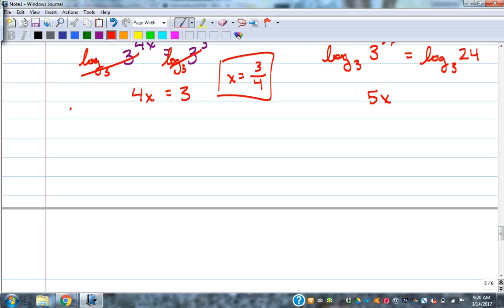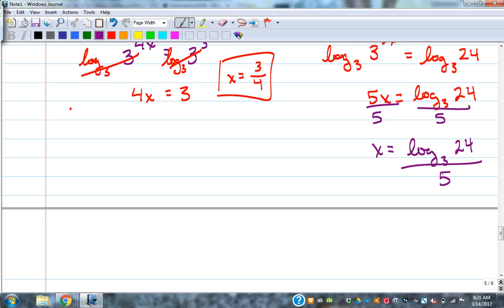So we have 5x is equal to log base 3 of 24. How do I get x by itself? Divide by 5. So here is our log base 3 of 24 over 5. I can't break down 24 to be a 3 to a power, right? But that's an exact answer.